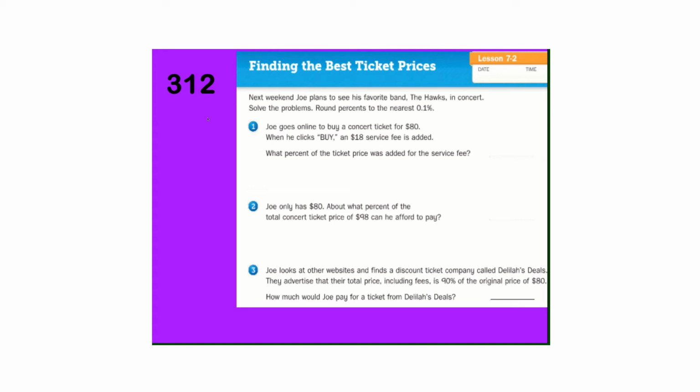So set up your proportion. We've done these lots of times. Part over whole equals percent over 100. Go ahead and set that up and solve that. Now number 2 says Joe only has $80. So about what percent of the total concert ticket price of 98, remember where the of goes, of is your whole, can he afford to pay?